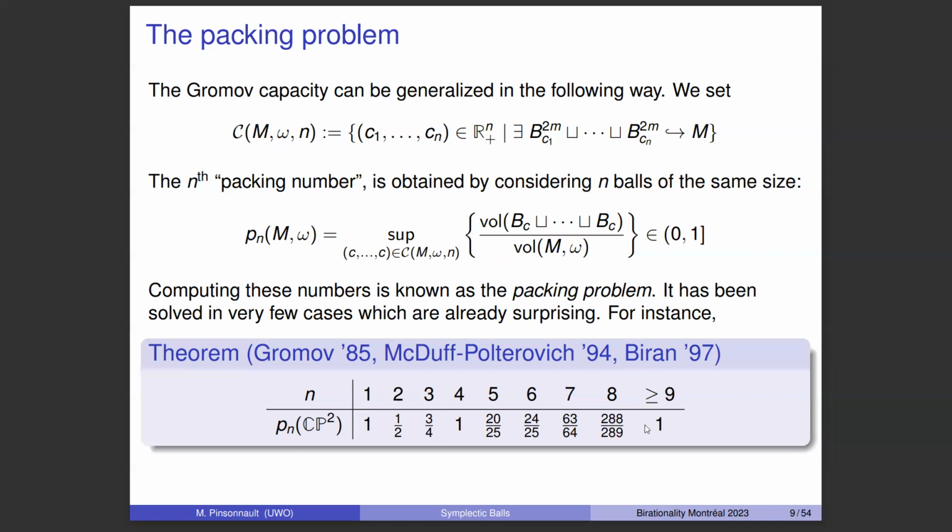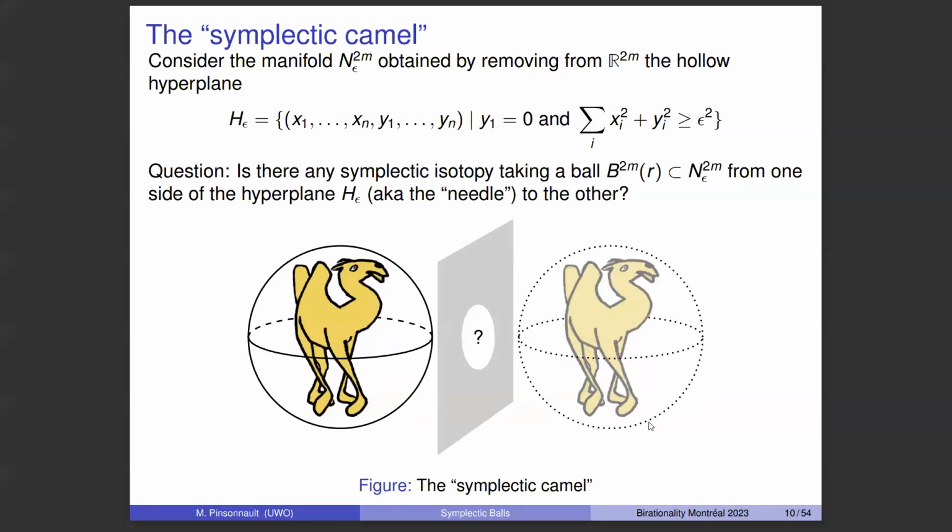So with one ball, you can of course fill the entire volume, because a symplectic 4-ball is actually the same thing as the complement of a line in CP2. So you fill all the volume with a single ball, but with 2 equal balls, you can only fill half the volume, and so on. This was one of the first instances where these numbers were computed. Since then, of course, a lot of other things were done.